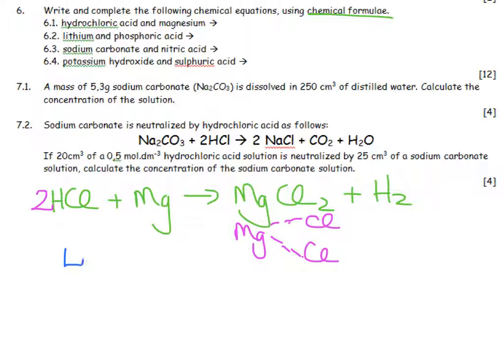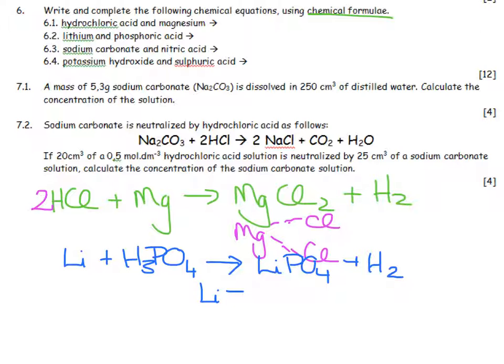Next one is a metal, lithium, plus phosphoric acid, H3PO4, and phosphoric acid and lithium are going to form lithium phosphate as a salt and hydrogen. So it's a metal plus acid gives you a salt plus hydrogen. I need to work out this lithium phosphate. Lithium has a valency of 1. Phosphate as a group has a valency of 3. So I'm going to require 3 lithiums to go with 1 phosphate. So it's Li3PO4.